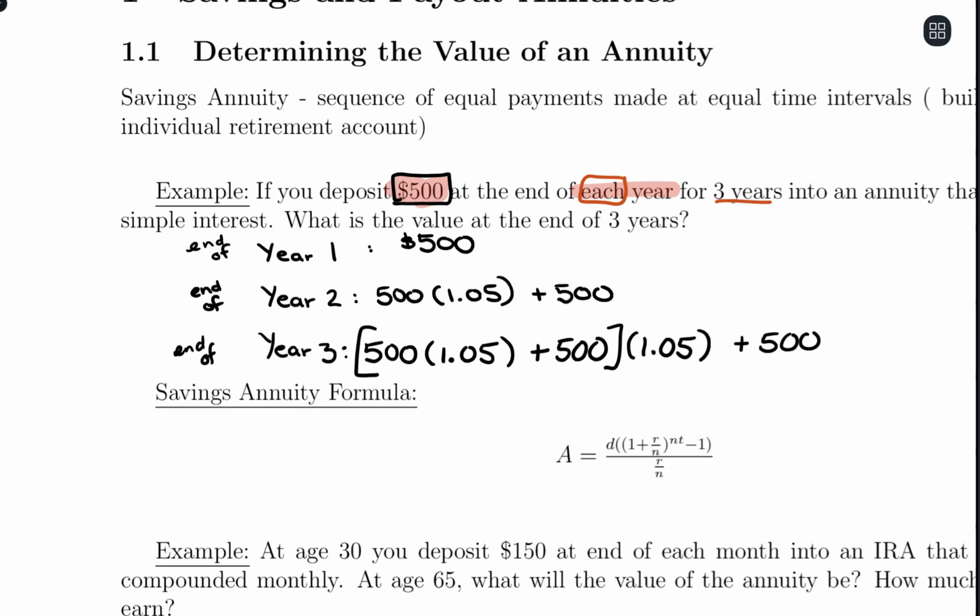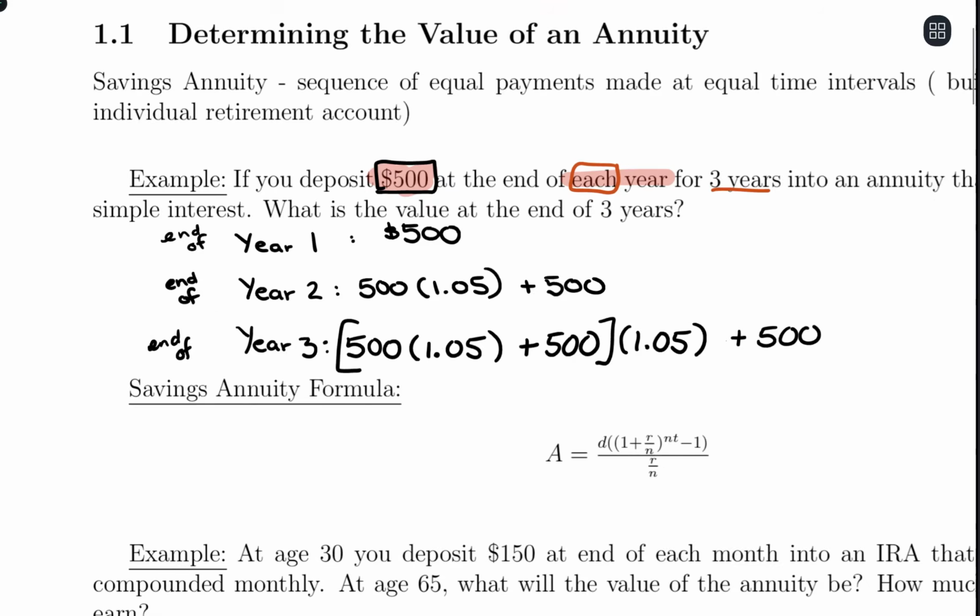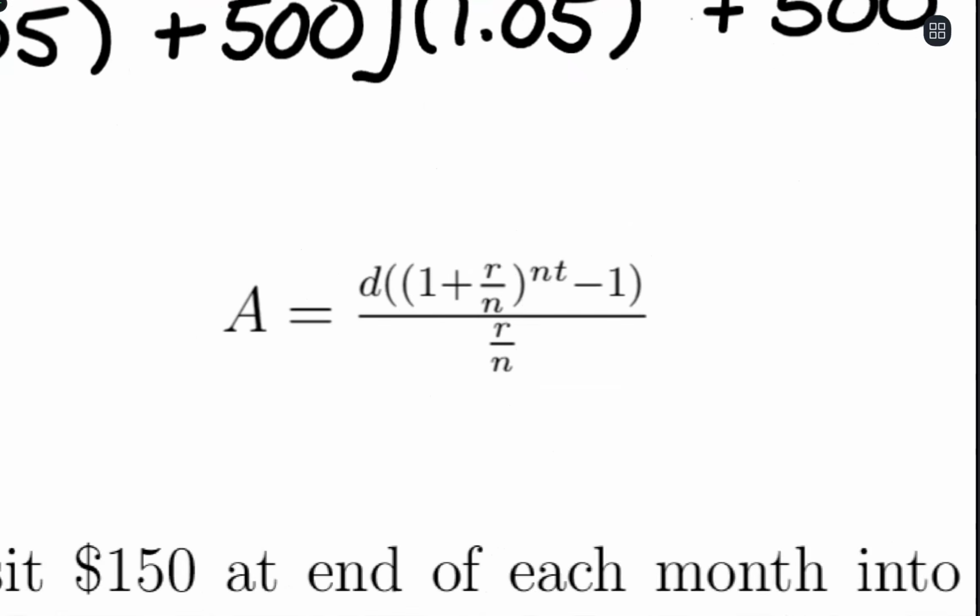That's probably quite a ways down the line, and I don't necessarily want to see or have to track what's happening year by year for 40 years or what have you. So instead, we want a nice formula to calculate it for us. So here's our formula. For a savings annuity, and that's important here, this formula is for savings, so an account that's growing.